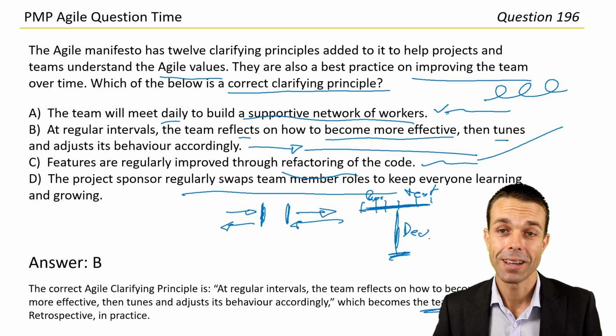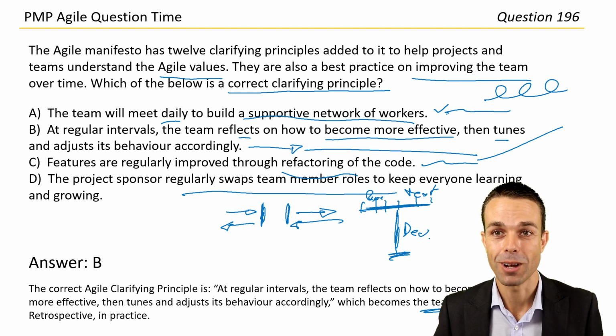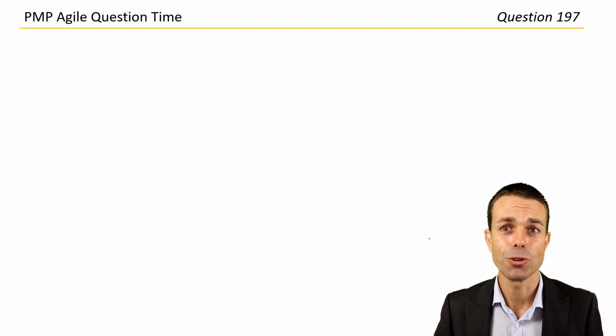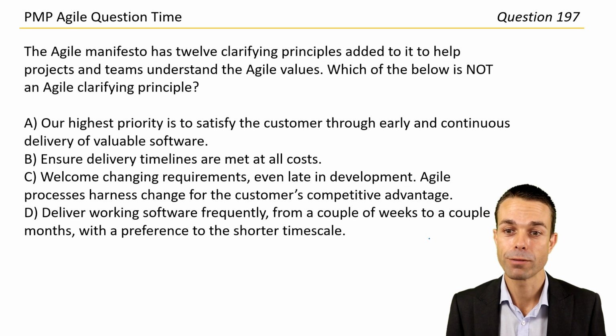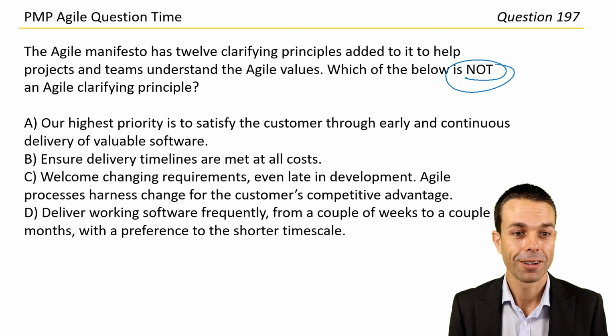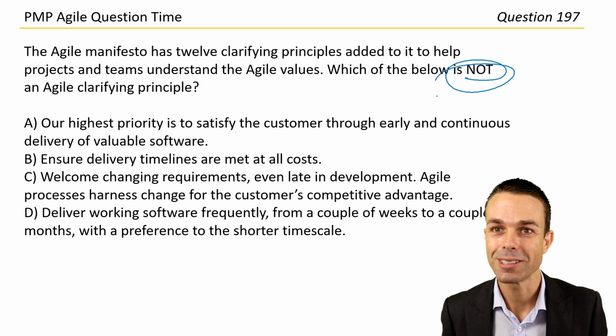And also good to know is that we're up to the last question for this round and these clarifying principles. Can you pick the last one? Let's see what we've got. All right, which of the below is not an Agile clarifying principle? Oh, this is going to be good.